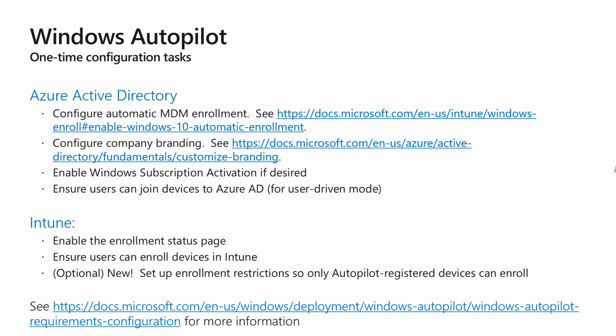So you can enable it for all users or for a specific group of users. Maybe not all of your users can join devices to Azure Active Directory. In Intune, you need to enable enrollment status page. I will show you it later. You need to test 1, 2, 5, 10 times that the whole process works from A to Z. Then it means that you can enroll devices in Intune, and this device will download all required policies from Intune.